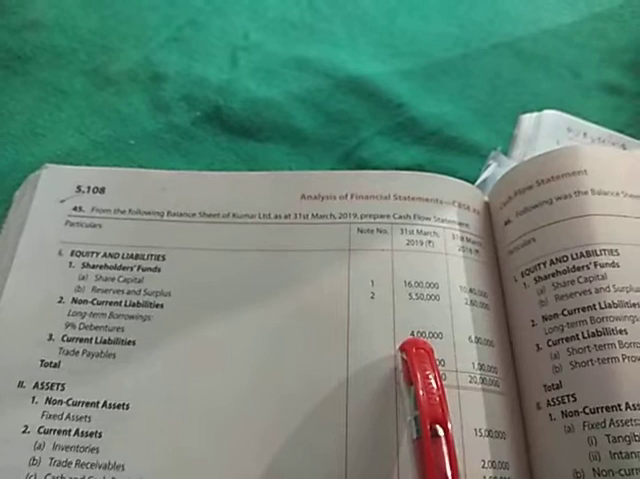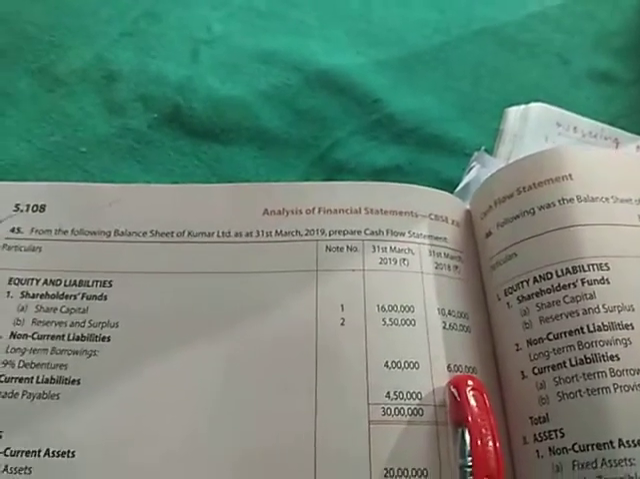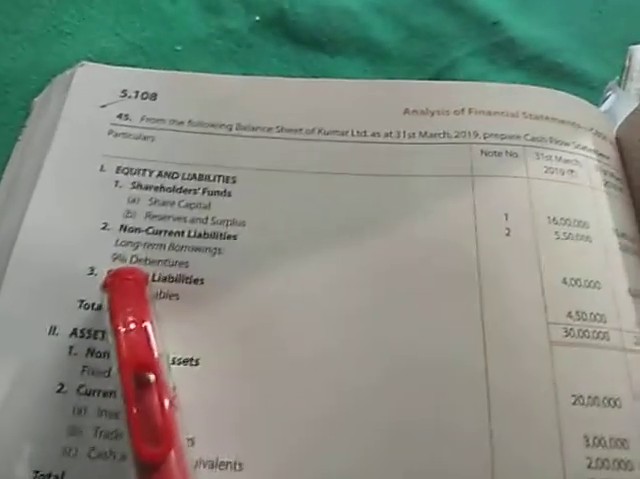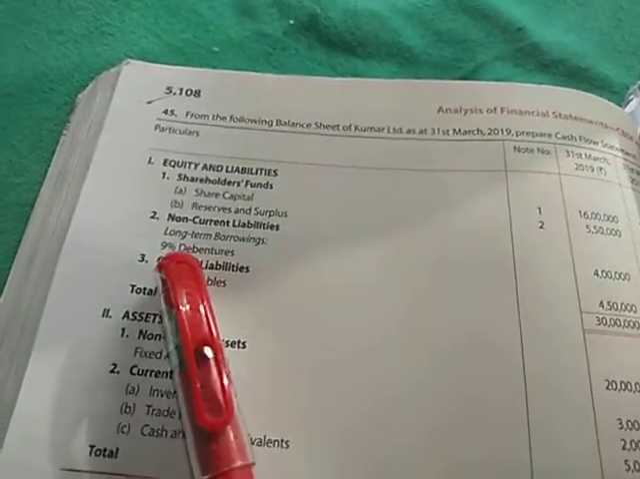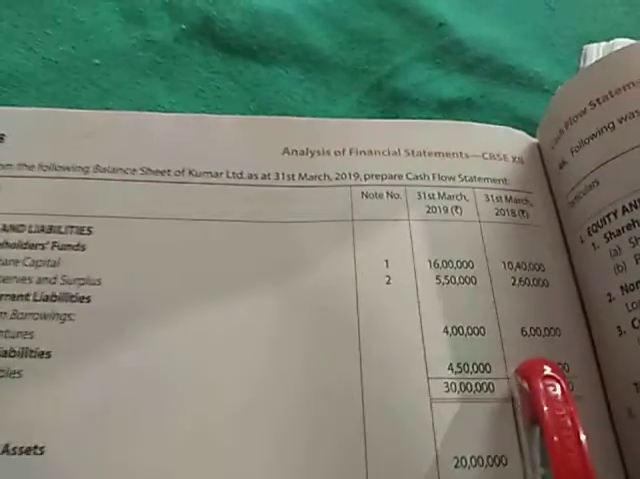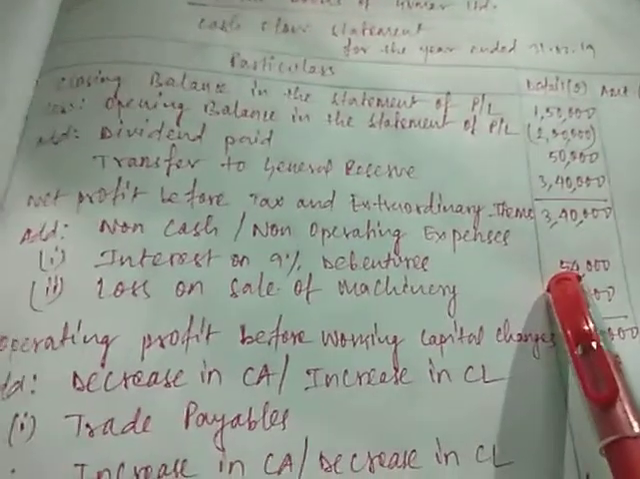Since the debentures are redeemed at the end of the current year, the whole year the debentures balance was rupees 6 lakh. So you need to pay 9% interest since the debentures are of 9%. So 9% interest on rupees 6 lakh you need to pay. So 9% of 6 lakh is 54,000. So interest on 9% debentures, here it is paid 54,000.